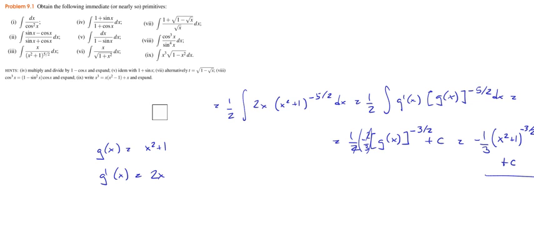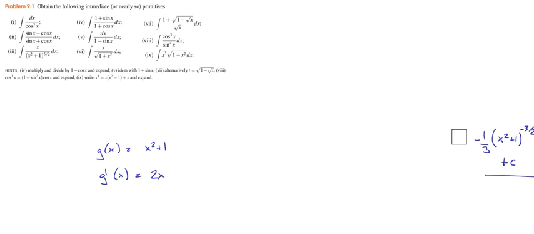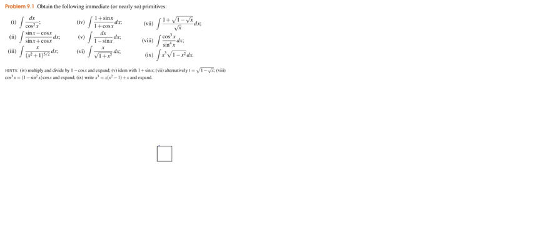Now let's see the fourth integral: 1 plus the sine divided by 1 plus the cosine dx. Again, if you didn't know this, you should change the variable t equals the tangent of x divided by 2. But here it says, hint, in 4 multiply and divide by 1 minus the cosine. Let's do that. We multiply and divide by 1 minus the cosine.